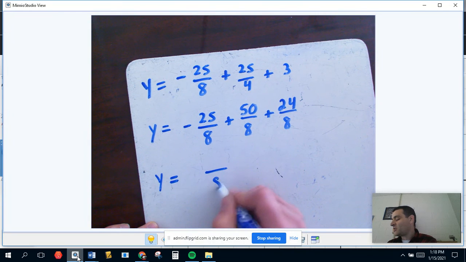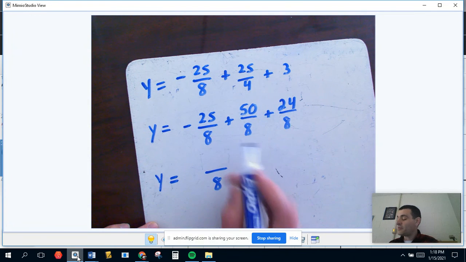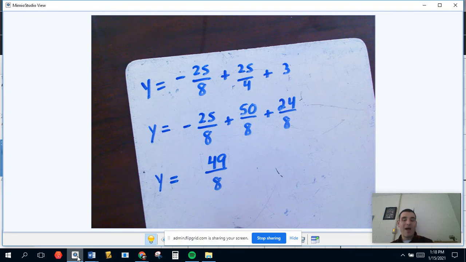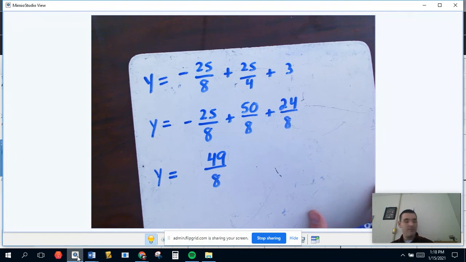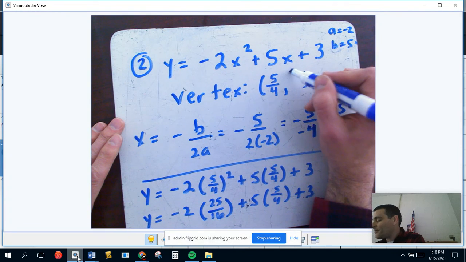Now we'll just add across the top. Negative 25 plus 50 is 25. 25 plus 24 is 49. Okay, so we get the y coordinate of 49/8. Of course, slow that down and pause if you need to. But 49/8 would go in the y position.